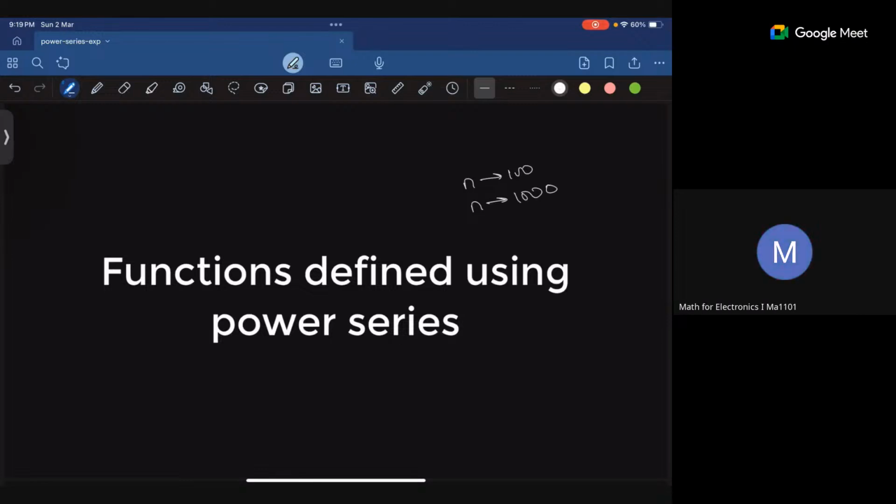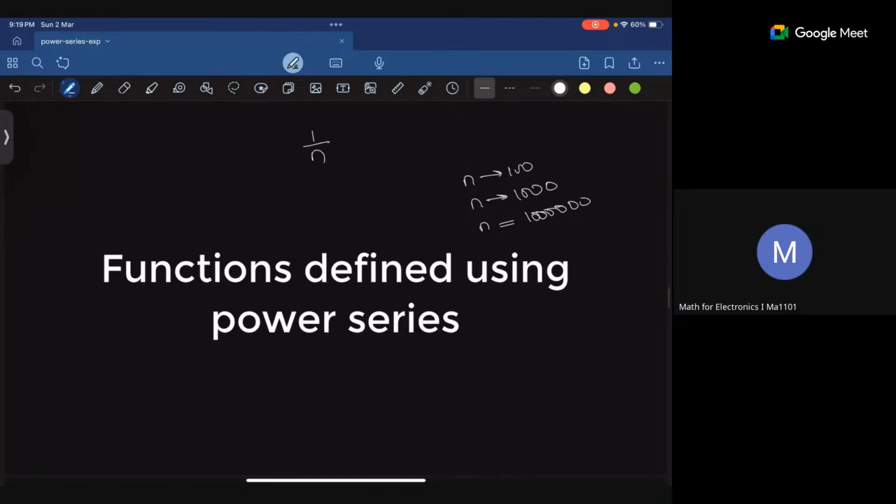Then think like n is tending to 1000. Then think like n is taking some value like 1 lakh. So something like this. And see the expression. What is happening to the expression? So if it is 1 by n, then it is very easy to understand, right? So 1 by 100 is 0.01. 1 by 1000 is 0.0001. Something like that, right? So as n value increases, what happens to 1 by n? n is taking very, very large numbers in the denominator. 1 by a large number will become 0.